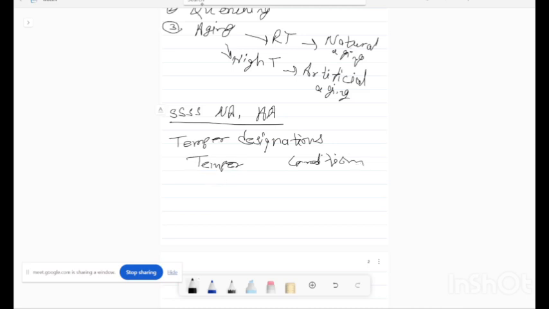So if the letter F is there after an alloy, F stands for as fabricated, O stands for annealed, and W stands for wrought or solution heat treated.